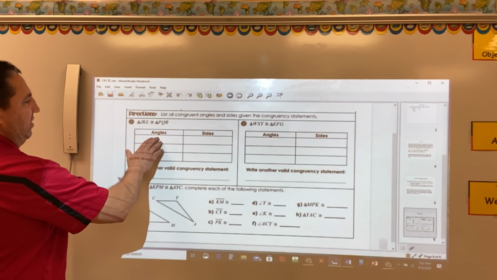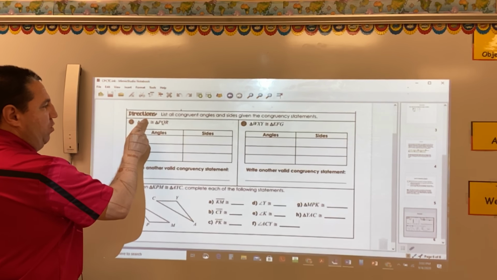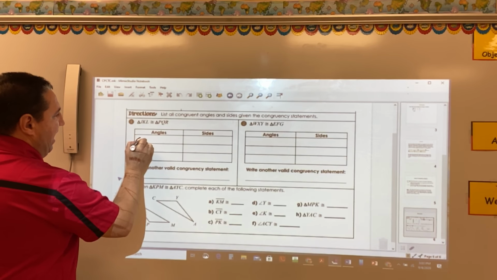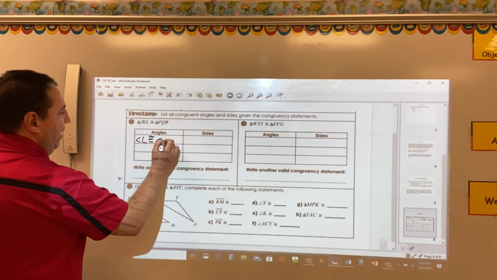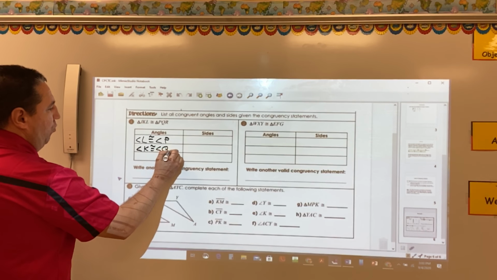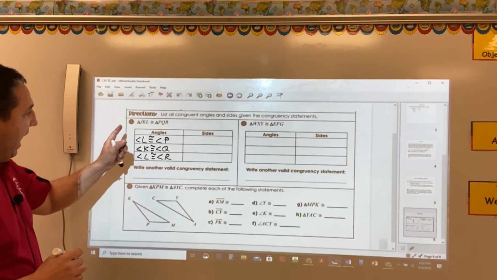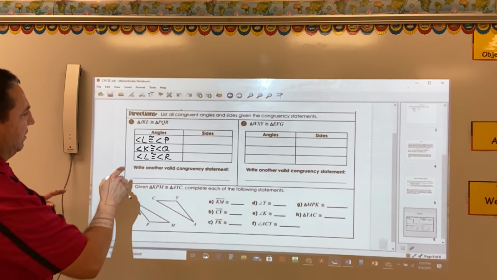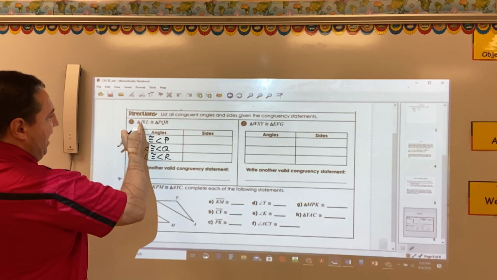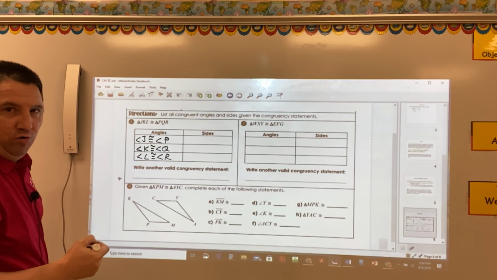So, for angles, as we can see, J is corresponding to P, K with Q, L with R. So, as angles, we're going to have angle J congruent angle P, angle K congruent angle Q, and angle L congruent angle R. Yeah? Sorry, this is J. J and P are corresponding. K and Q also. L and R also.